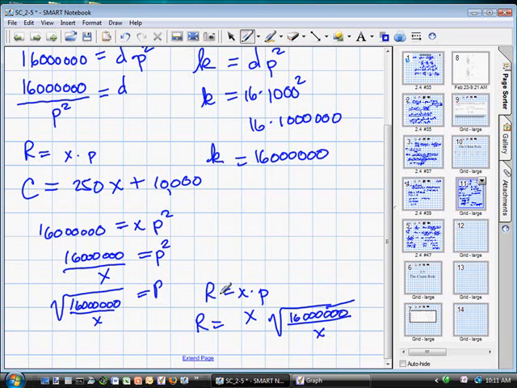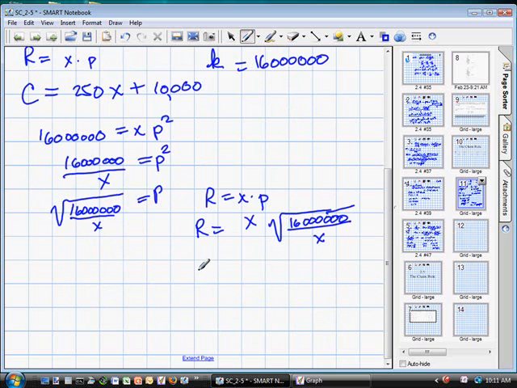I guess we could simplify that a little bit. We'll think of it like this. Revenue equals X times, okay, it's X to the first. What is this? X to the negative 1/2. And what's X to the first divided by X to the 1/2? It's X to the 1/2. So, in other words, this isn't as complicated as I thought.